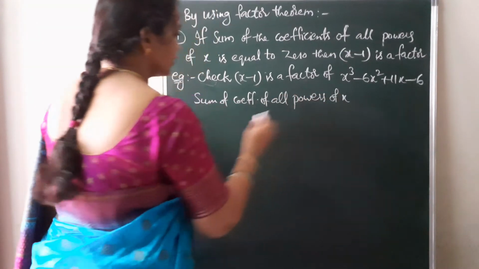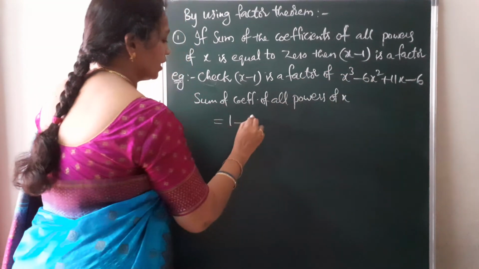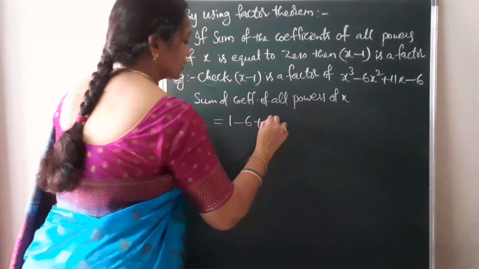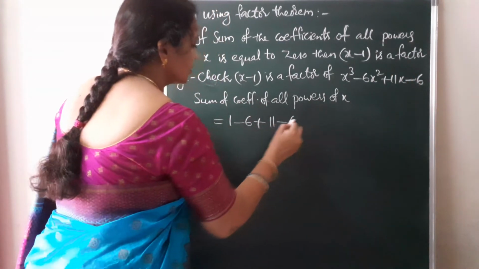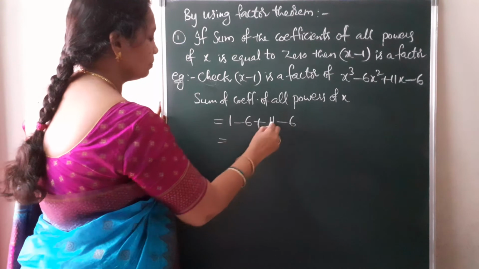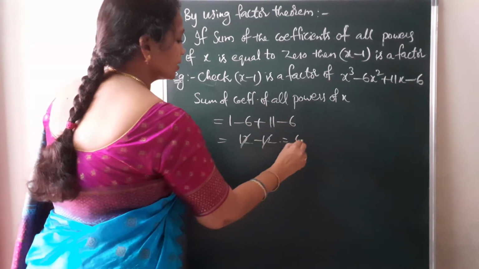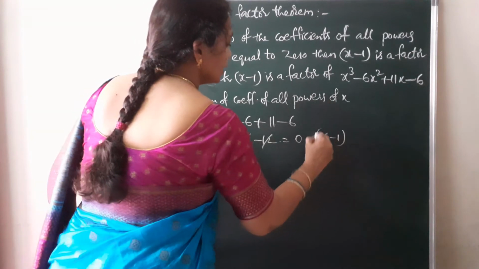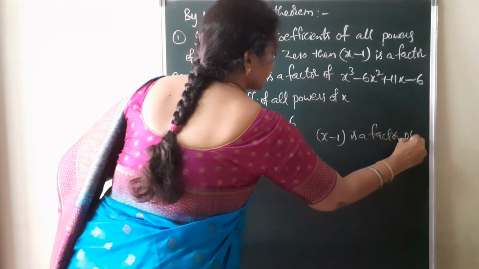Powers of x: the coefficient of x cube is 1, of x square is minus 6, of x is 11, and the x power 0 constant term is minus 6. Then 1 plus 11 is 12, minus 6 is minus 12, and it gets cancelled to 0. Therefore, x minus 1 is a factor of the given p of x.